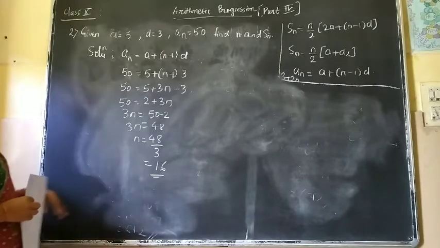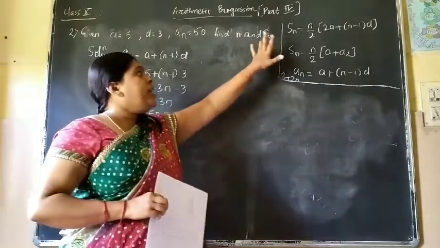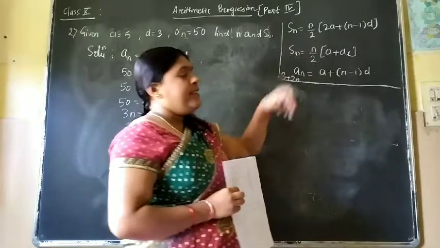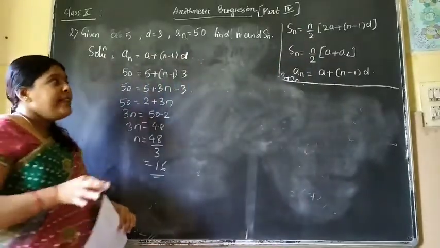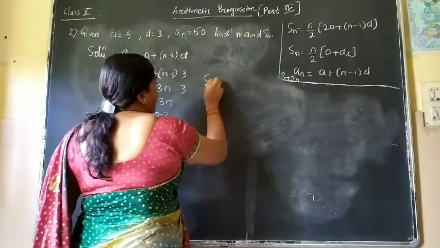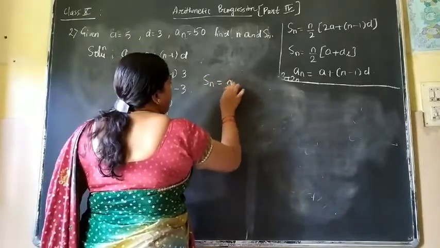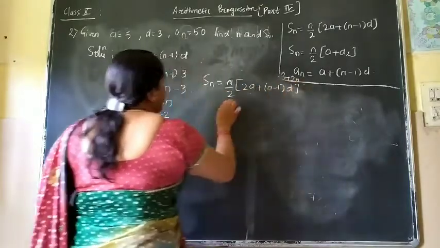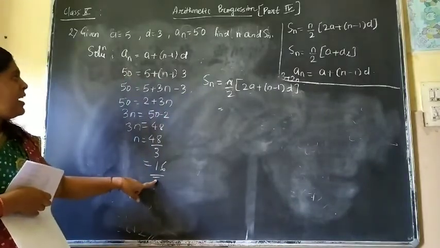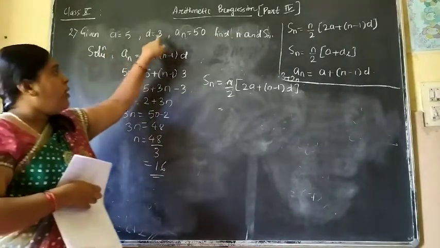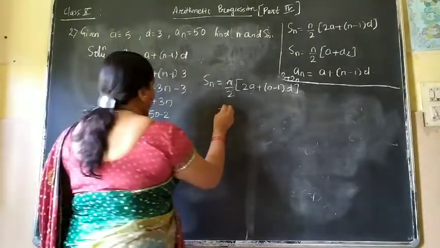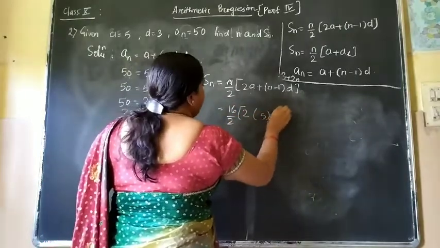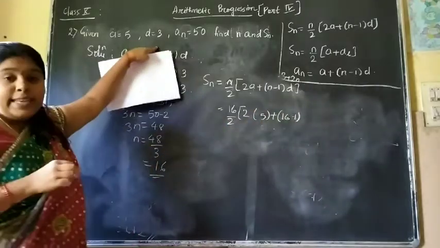Now using this value of n, can we find the value of Sn? Yes. We can find Sn using the formula Sn is equal to n by 2, 2a plus n minus 1 into d. So now we know the value of n. What is the value of n? 16. What is the value of a? It is 5. And what is the common difference? It is 3. So we have n is equal to 16 by 2, a is 5, and then 16 minus 1, d is 3.